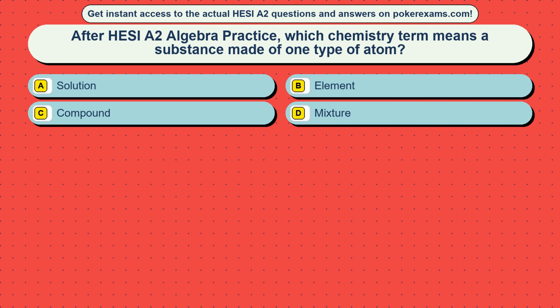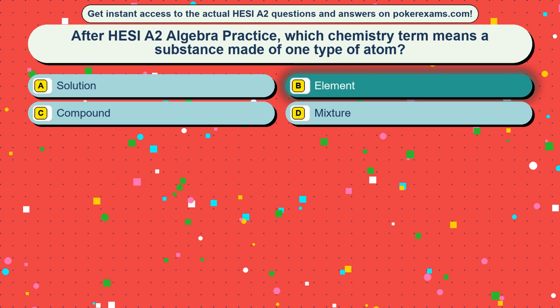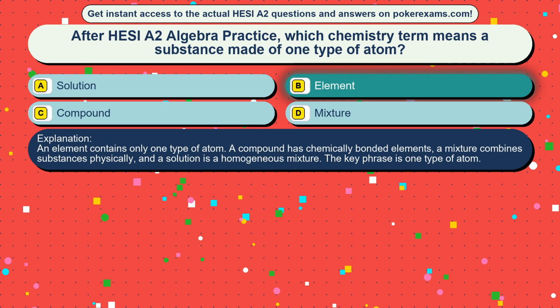Question 16. After HESI A2 algebra practice, which chemistry term means a substance made of one type of atom? Option A, solution. Option B, element. Option C, compound. Option D, mixture. The correct answer is option B, element. An element contains only one type of atom. A compound has chemically bonded elements, a mixture combines substances physically, and a solution is a homogeneous mixture. The key phrase is one type of atom.